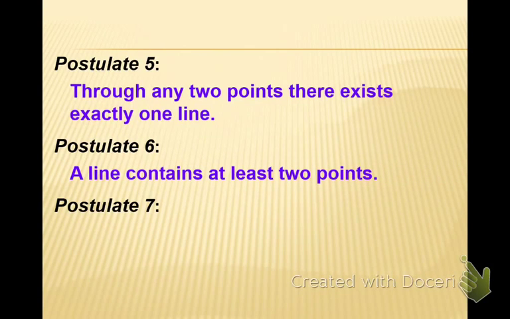Postulate 6. A line contains at least 2 points. If I have 1 point, I can't make a line, right? It's not connecting anything. But as soon as I add that second point, then I have a line. So 2 points make a line.